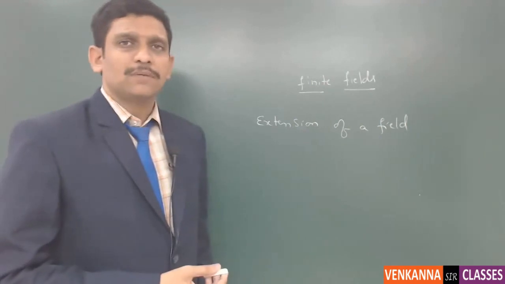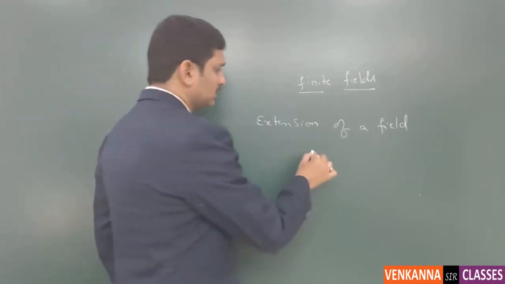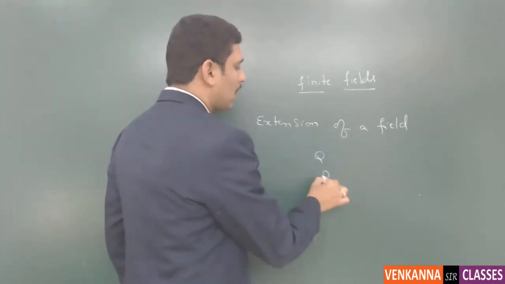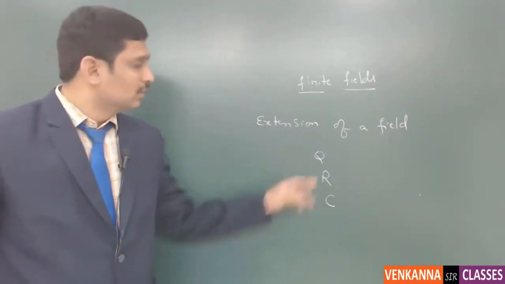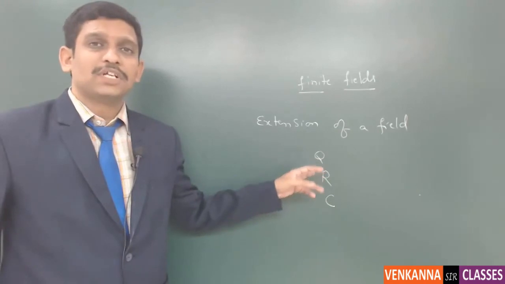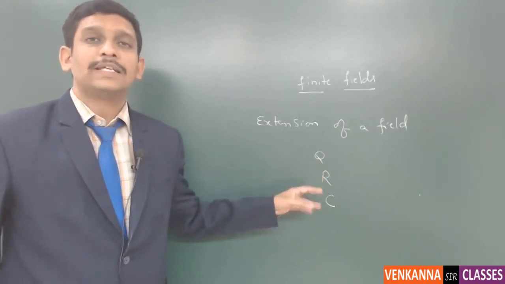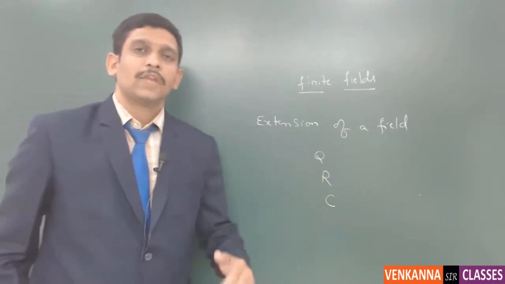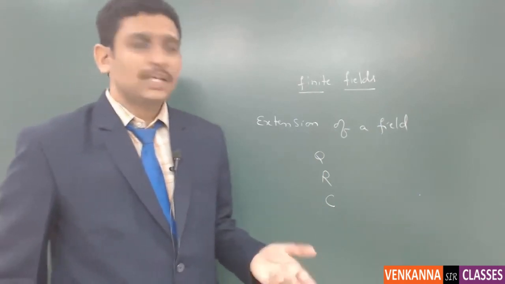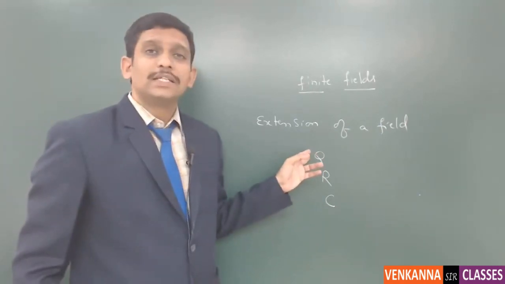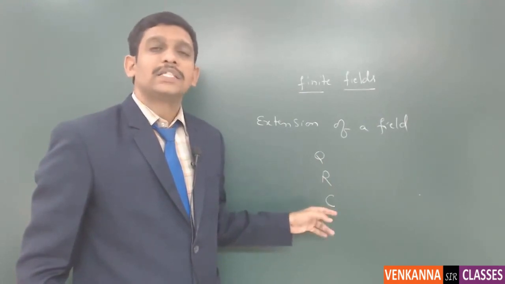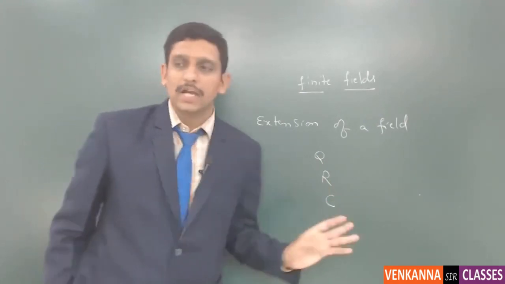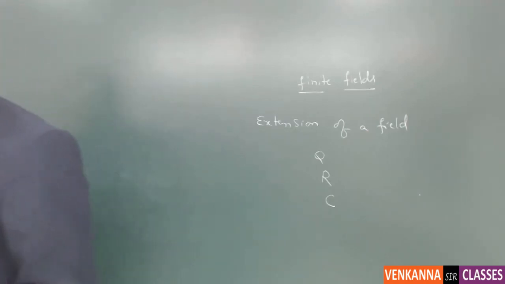In the number system, we know that Q, R, C, these are the fields. Q is a subset of R is a subset of C. In other words, we can say that Q is a subfield of R and R is a subfield of C. Agree all of you? Yes or no?